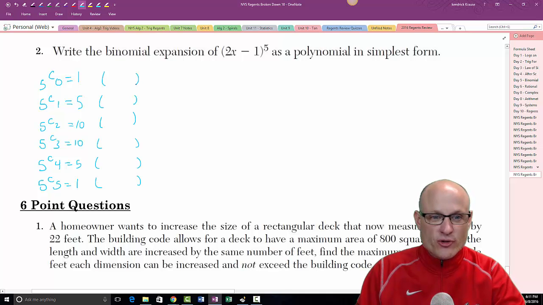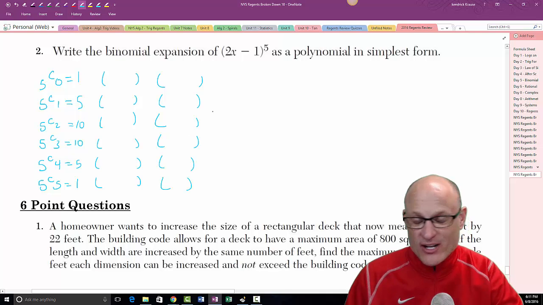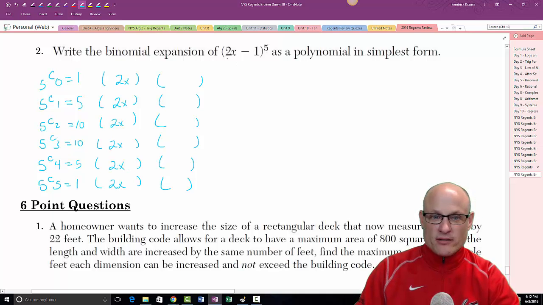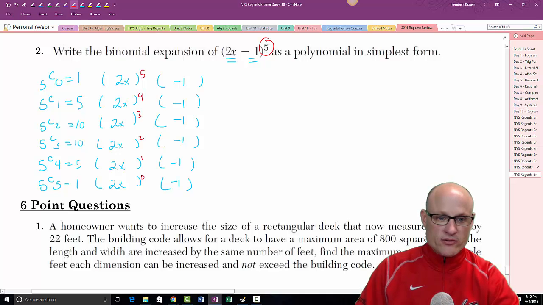By the way, if you search YouTube for binomial expansion, I have an entire video dedicated to binomial expansion on there. I don't have the notes that you can print with it. In the first one goes 2x. In the second one goes negative 1, negative 1, negative 1, negative 1, negative 1, negative 1. And now we do our exponents. You start with 5, 5, 4, 3, 2, 1, 0. In this one you start with 0, 0, 1, 2, 3, 4, 5.